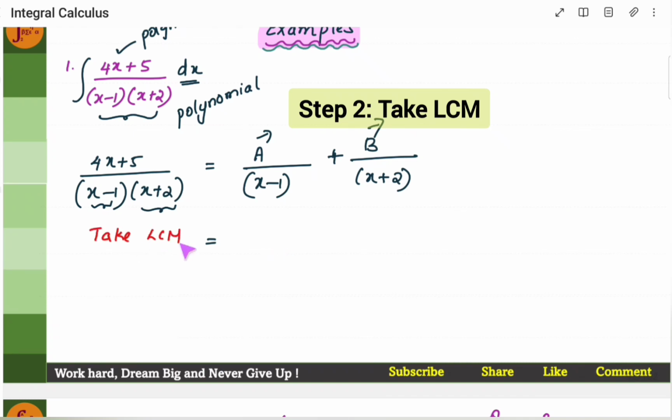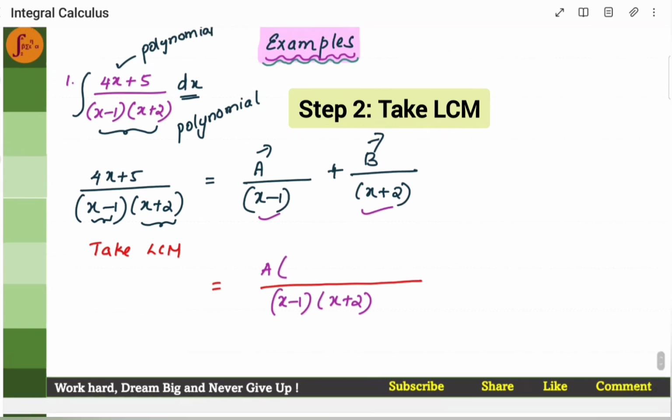Take LCM. So what will happen when I take LCM? LCM for this is (x minus 1) into (x plus 2). This and this is the LCM. If you get confused with the LCM approach, just cross multiply.